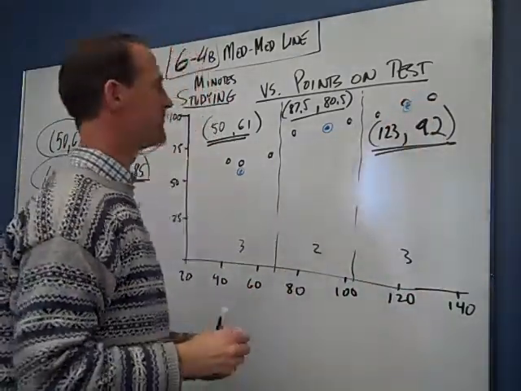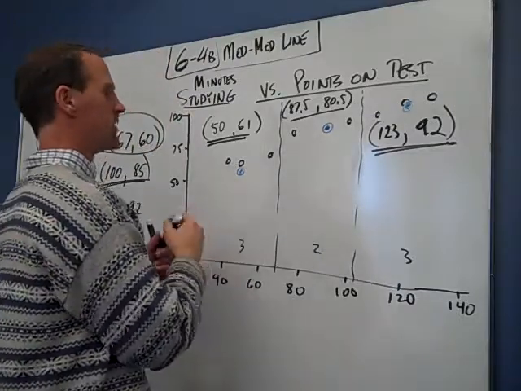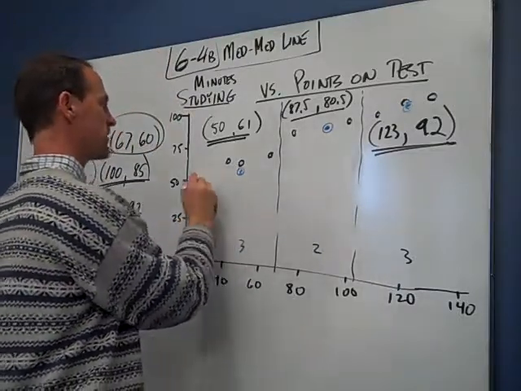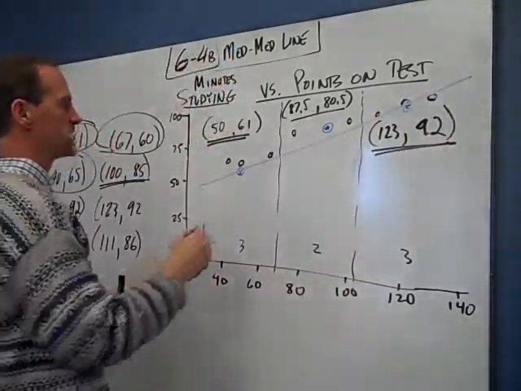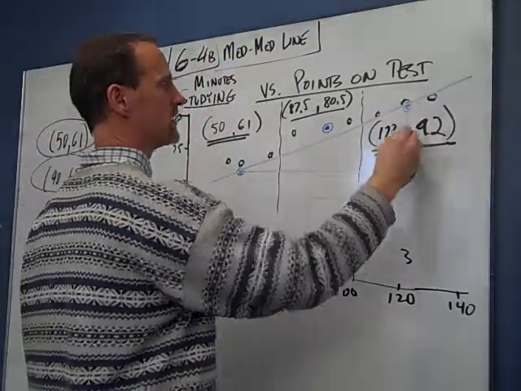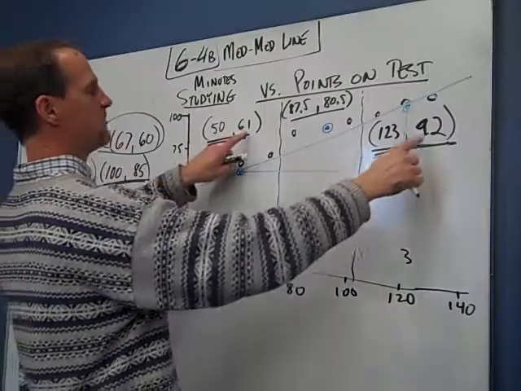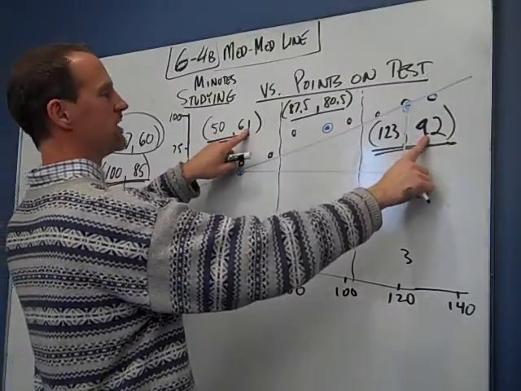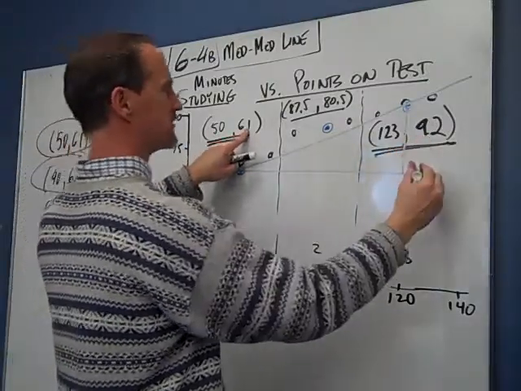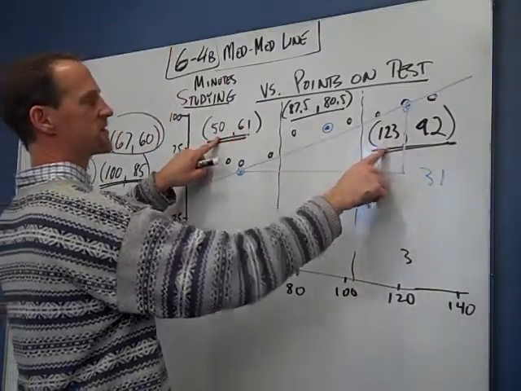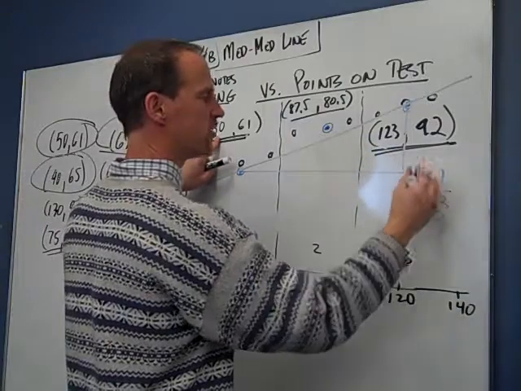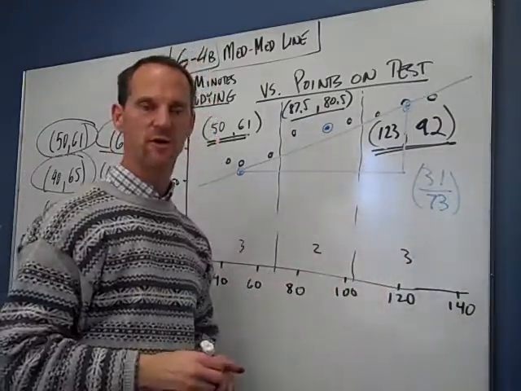Now my final step is, well, 2 more steps. I find the slope that goes through these, okay? I find the slope that goes through those, and that's just rise and run. So I'm going to subtract my y's from 92 to 61. That's a rise of 31, and I have a run of 73. It's not a pretty slope, but you don't expect data to always work out perfectly.